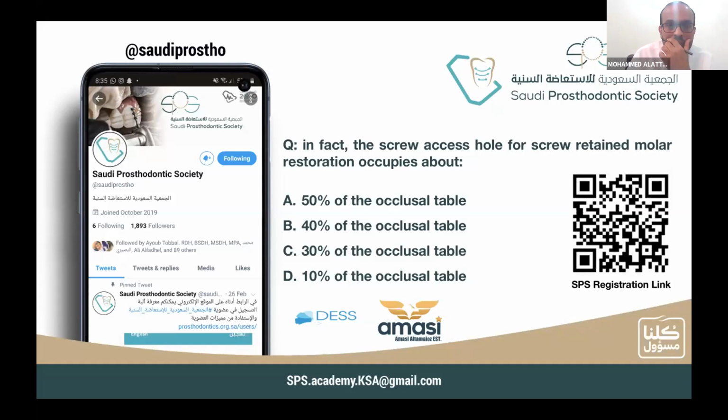In the case of a three-unit bridge retained by implants, do we need a verification jig? In any case where you have angulated abutments and you need to transfer this relation to the patient's mouth, you really have to have the positioning jig or the verification jig.